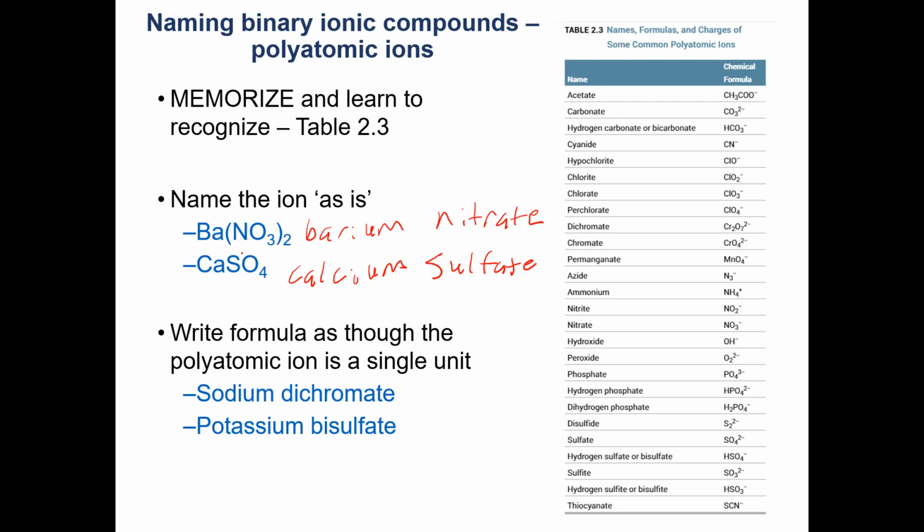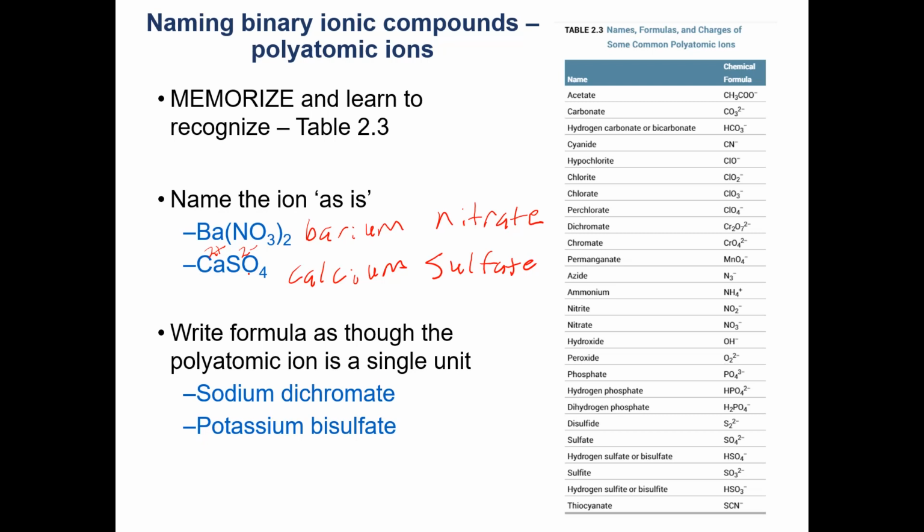So for example, sulfate has a 2 negative charge. Calcium is in group 2 of the periodic table, which means it has a 2 positive charge on it. 2 positive plus 2 negative is 0, so we have no charge written here. So when you write the formulas for these, do not write charges on the polyatomic ions. Your formula should be written so that the overall charge is 0.